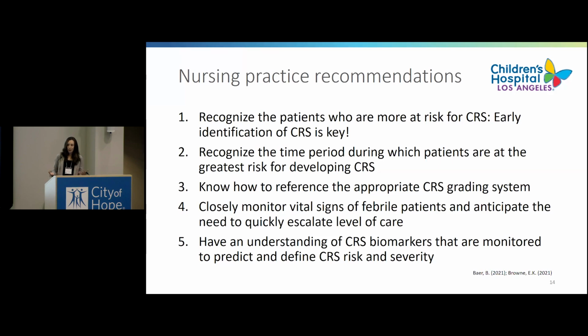And we've seen that happen at CHLA, where it's like, this patient is so sick, and then you're starting multiple pressors on the floor because the PICU needs their time, the ICU needs their time to prepare for these patients. So if they know in advance, we have this patient who has grade 2 CRS quickly becoming grade 3, we're afraid that they're going to need much higher level of respiratory support, talking to your colleagues sooner rather than later. And then having an understanding of CRS biomarkers that are monitored to predict and define CRS risk and severity. And those are what was listed really on the earlier slide.